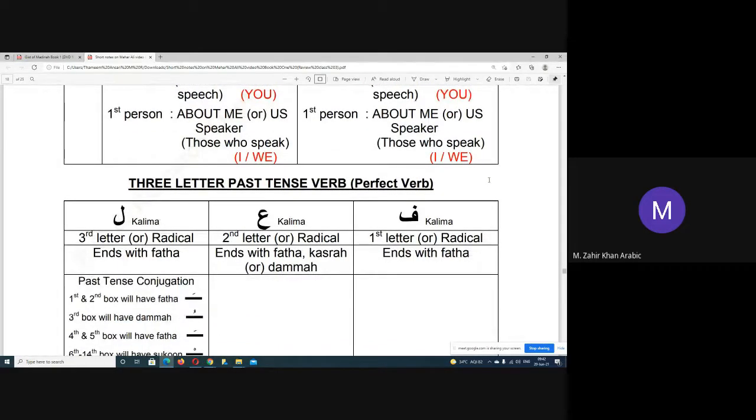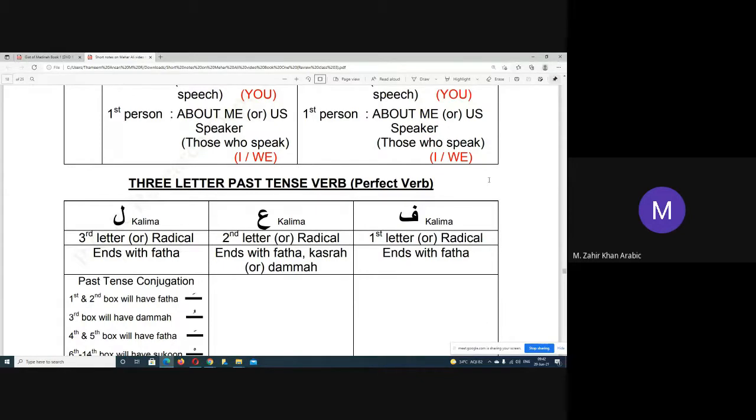So today we are going to see the past tense. In past tense there are 3-letter verbs, 4-letter verbs, 5-letter verbs. So we are going to see the 3-letter verbs. For example, we are taking fa'ala: fa, ain and lam. Students can take a fresh page and start writing fa, ain and lam: fa separately, ain separately and lam separately. These are also known as fa kalima, ain kalima, lam kalima. Fa kalima means first radical or first letter. Ain kalima means second radical or second letter. And lam kalima means third radical or third letter.